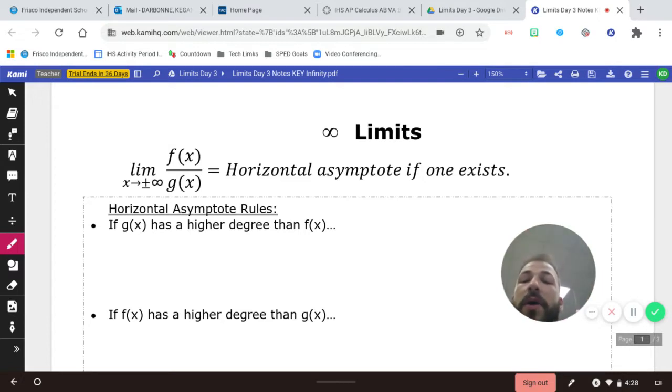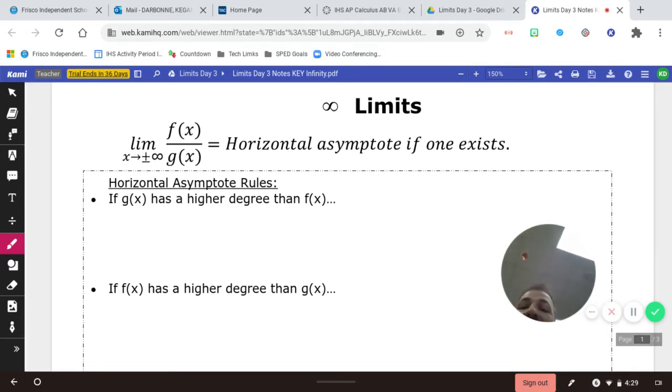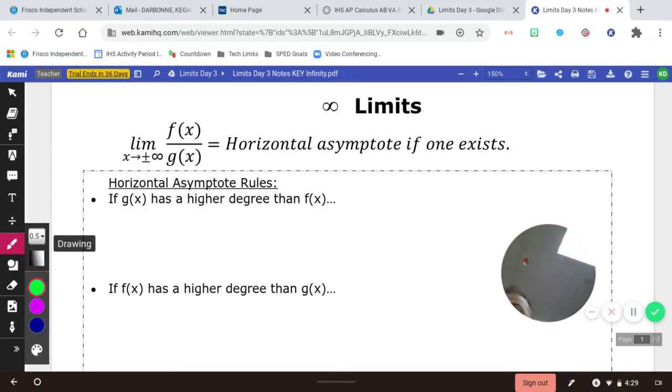Infinite limits are limits where x approaches positive or negative infinity, especially when we have that rational function situation, f of x over g of x. Basically, any limit of that form is always going to equal the horizontal asymptote if one exists. So, horizontal asymptote rules: if g of x has a higher degree than f of x.